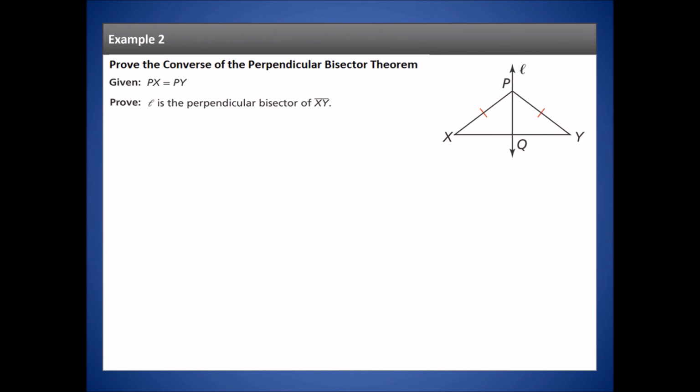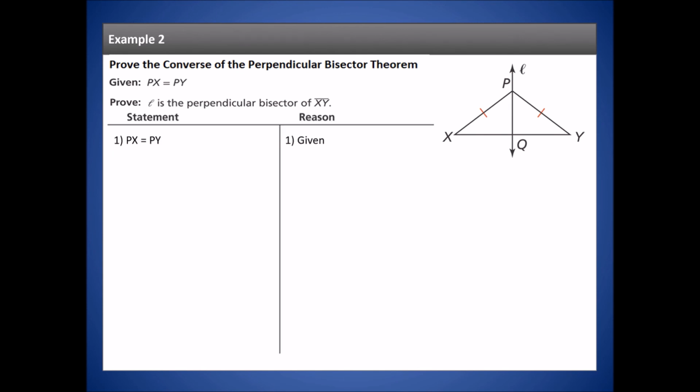All right, so let's go ahead and prove the converse of the perpendicular bisector theorem. So again, we're given that these distances are the same. We're given that PX is equal to PY. How can we prove that L is the perpendicular bisector of XY? All right, so we'll do it with a two-column chart. So we know that PX is equal to PY because that's given in the problem.